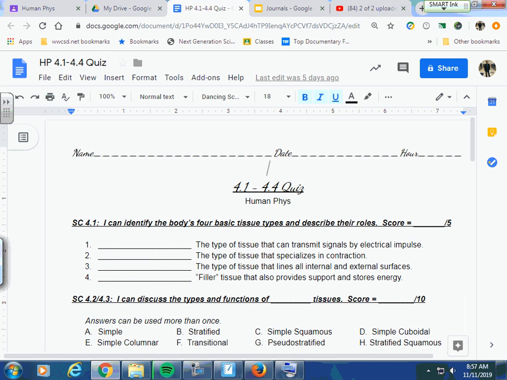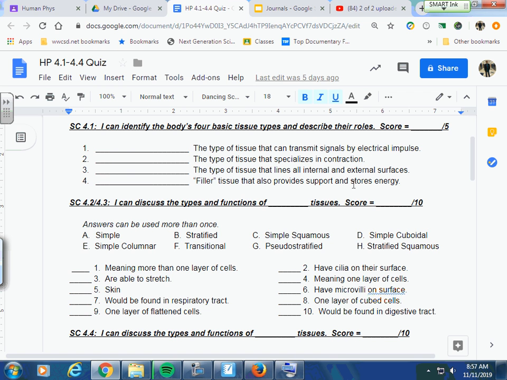Okay, so we need to prepare for adding some sections to the next quiz. You will also have an opportunity to reassess on 4.1 through 4.4. This is optional though, so if you are happy with these scores, you're good. If you're not happy, make sure you understand what you did wrong so we can fix it. So the first section, success criteria 4.1, was just identifying the body's 4 basic tissue types.